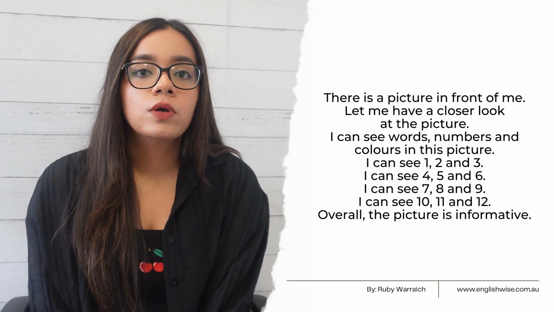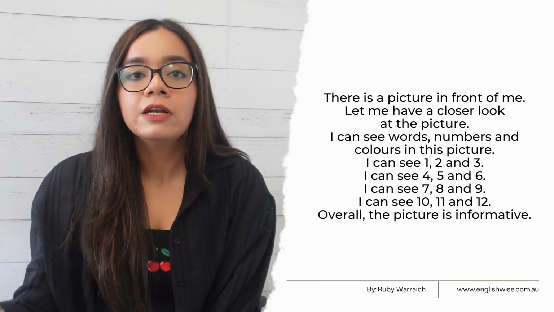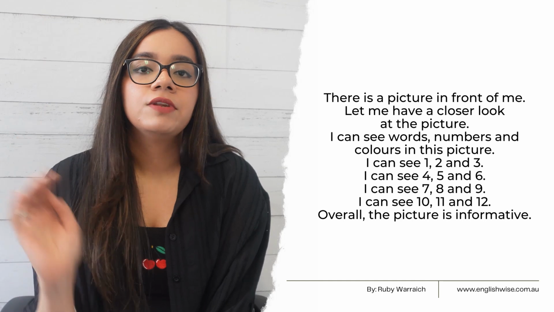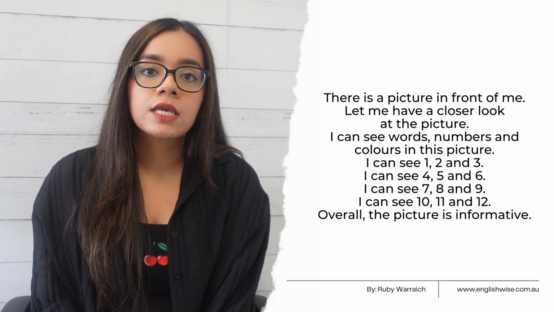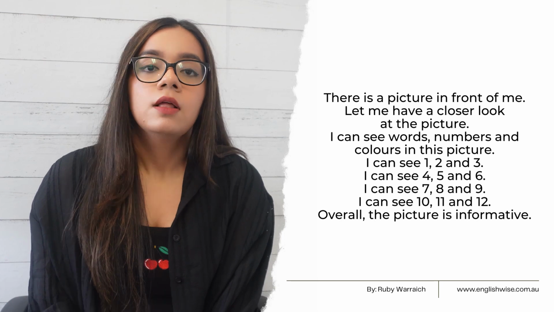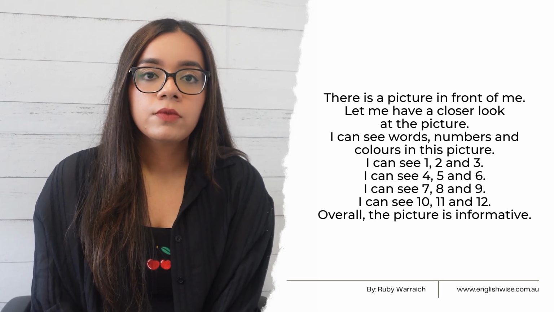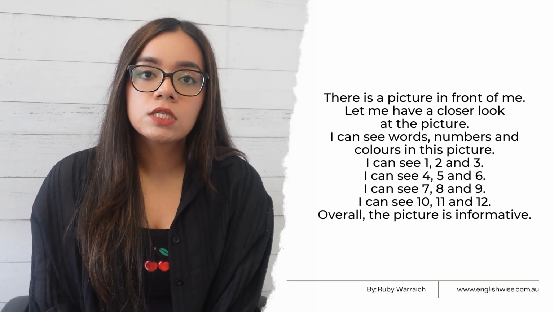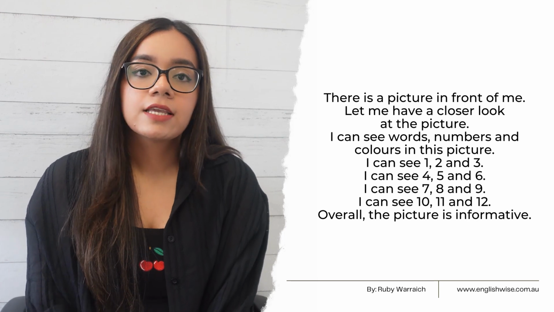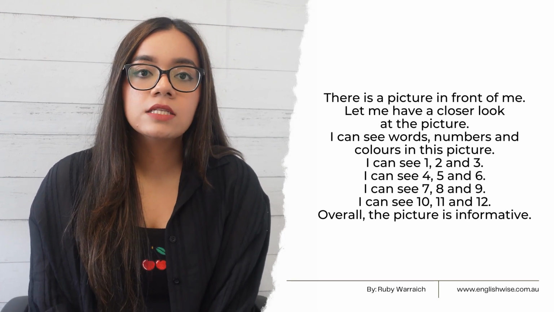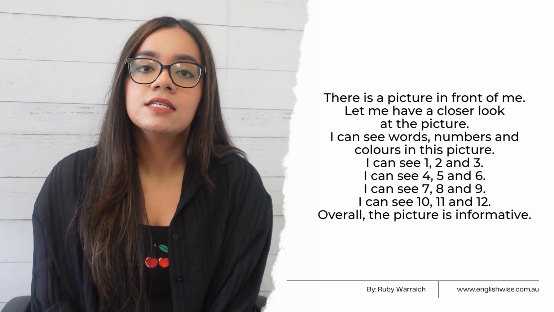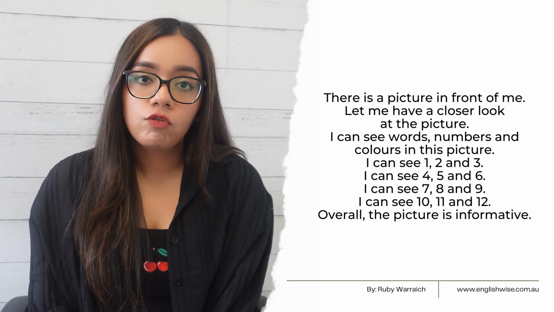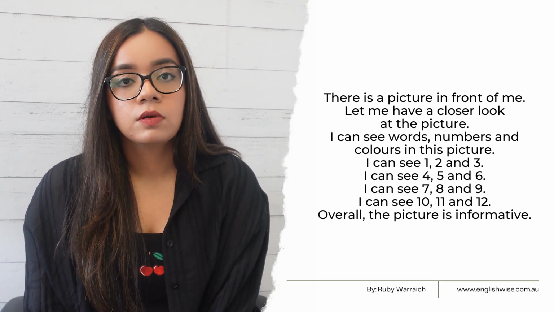So what you have to do is you have to take a significant pause after every sentence. There is a picture in front of me. I've got 40 seconds to talk about this picture. Let me have a closer look at the picture. I can see different numbers, words, and colors in this picture. I can see 1, 2, and 3. I can see 4, 5, and 6. I can see 7, 8, and 9. I can see 10, 11, and 12. Overall, the picture is informative.